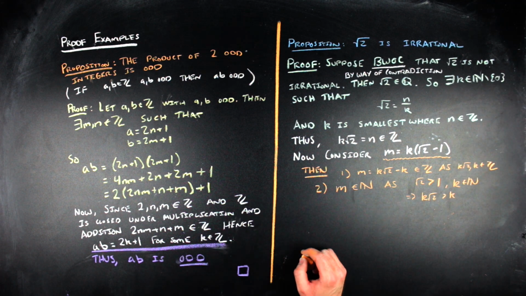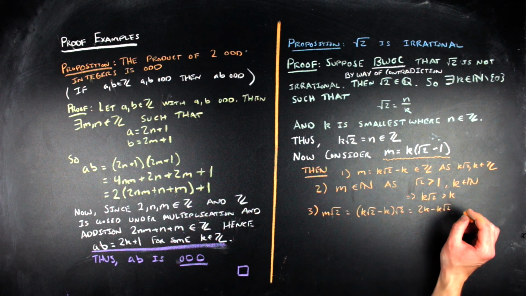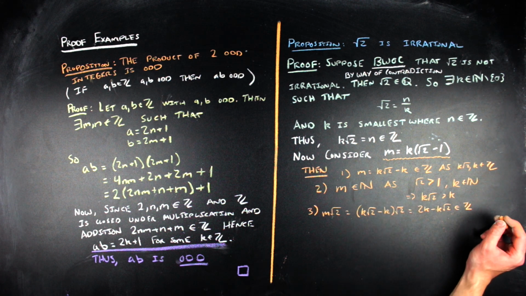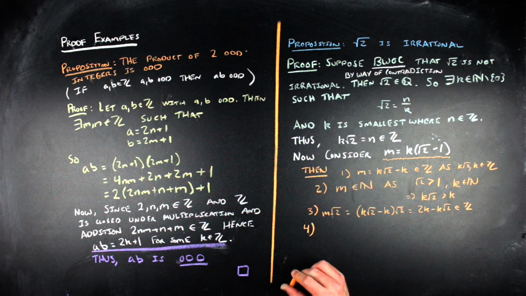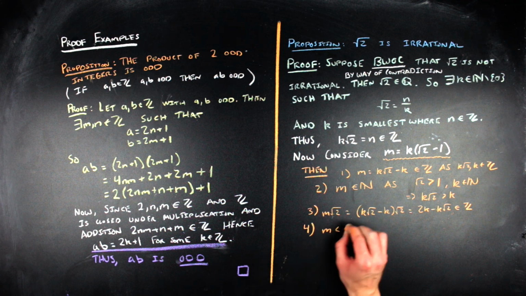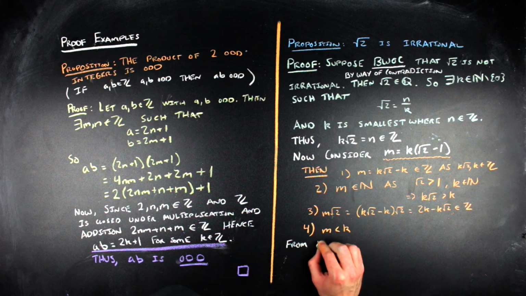If we look at m times the square root of 2, when we go through and expand that out, we're going to get 2k minus k root 2. Now, k and 2 are integers, and the integers are closed under multiplication, and also k root 2 is an integer from earlier. So the difference between those two will also be an integer, because integers are closed under addition and subtraction. But now we've got an issue, because k was supposed to be the smallest positive integer such that k times the square root of 2 was an integer. Now we have this m, which is less than k, which does the same thing from the third property.